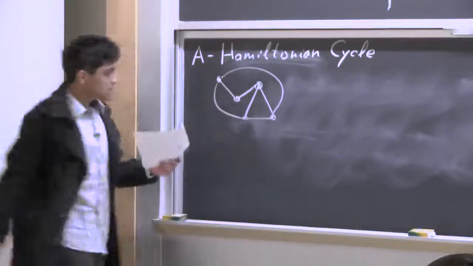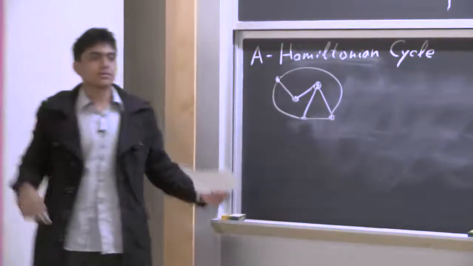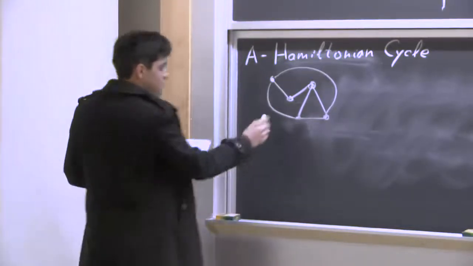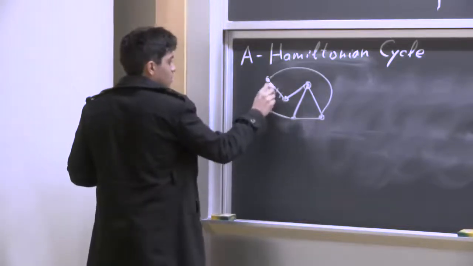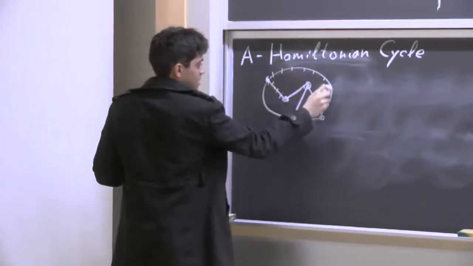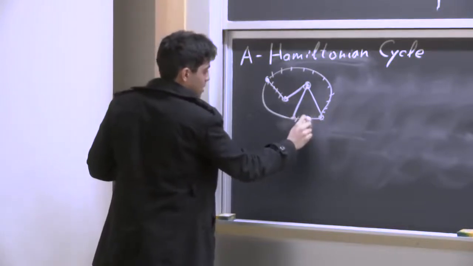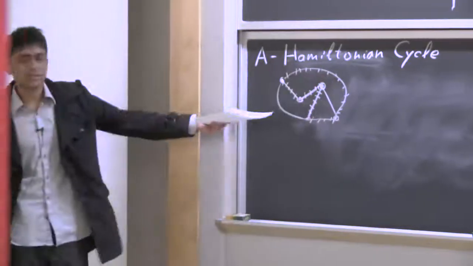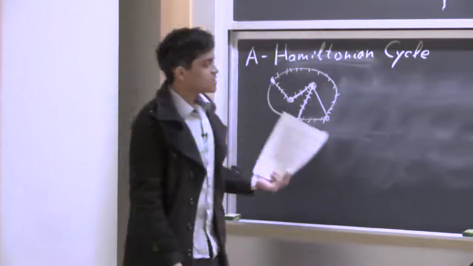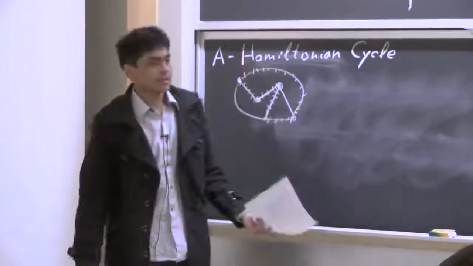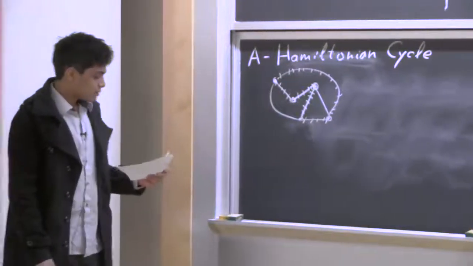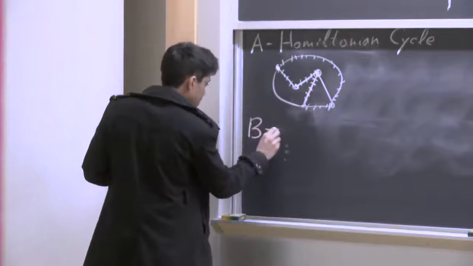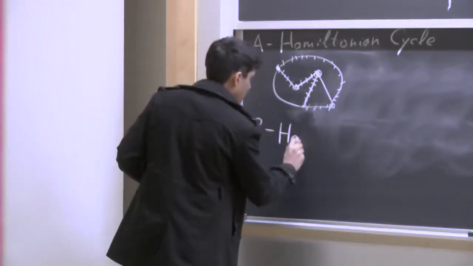A Hamiltonian cycle is a cycle in the graph which starts at some vertex, visits all the other vertices, and comes back to the starting vertex. In this case, we could go here, take this vertex, take this vertex, and come back here. That is a valid Hamiltonian cycle, so this graph has a Hamiltonian cycle. The decision problem is: given a graph, does it have a Hamiltonian cycle? That problem is NP-hard, so you can't solve it in polynomial time. Now the new problem that we'll show is NP-hard, which is B, is Hamiltonian path.